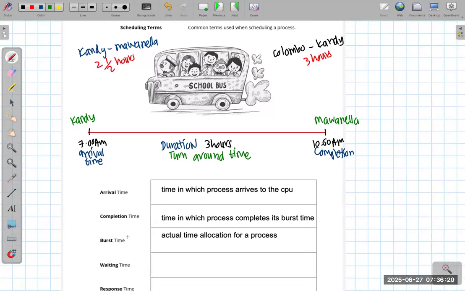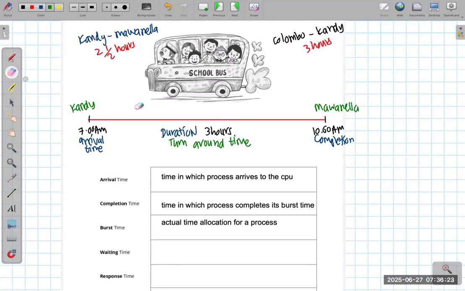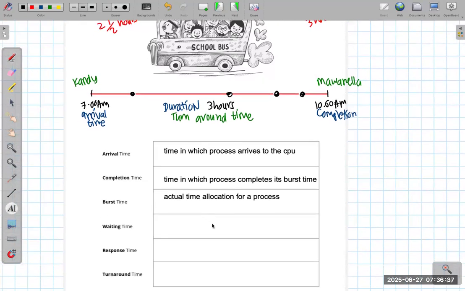But then why did it take 3 hours here? Because in between we were having waiting. There was a small idle period here, a small gap. So what do we call this? Waiting time.